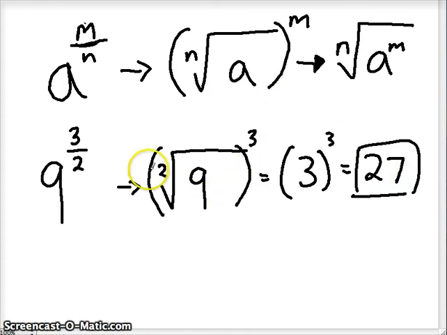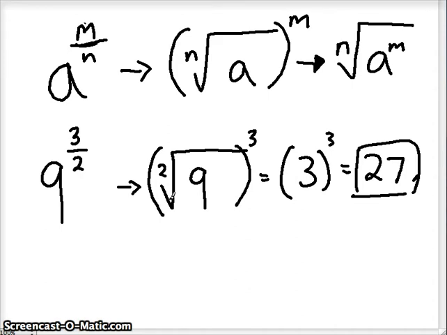Now, as you can see, writing it in this first form here was a lot easier to do. Because 9 is a perfect square, ideally we would want to do that first. Cubing 9 first and then taking the square root of that would make a mess. A lot bigger numbers to deal with. Still possible, it's still going to give you 27, but you just have to deal with far bigger numbers. Let's try another one.